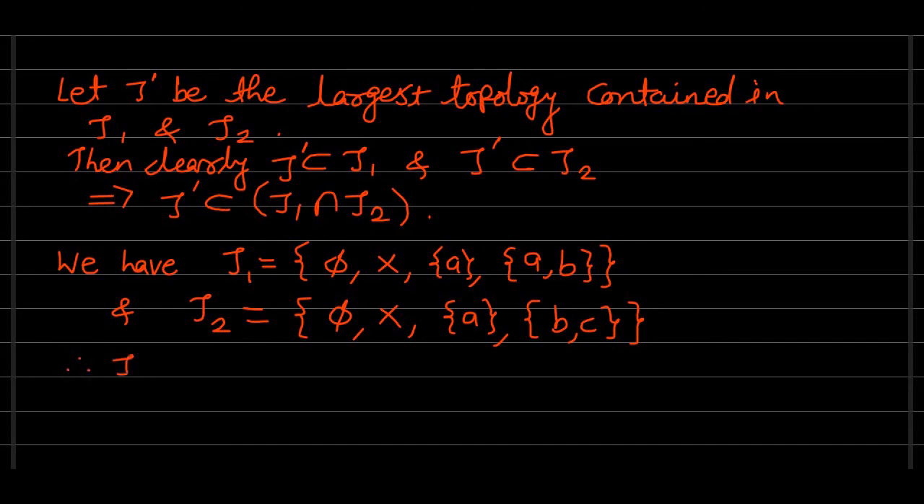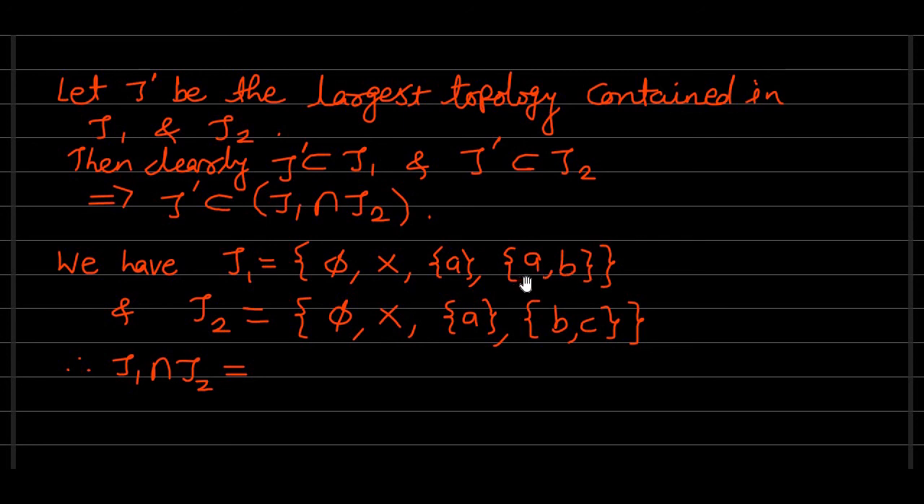Therefore, TO1 intersection TO2 is equal to, observe here both collections TO1 and TO2 contain the empty set phi and the complete set X. Therefore, TO1 intersection TO2 will again contain phi as well as X. Also, the singleton set A is present in both TO1 as well as TO2, therefore it will be present in TO1 intersection TO2 also. And the 2-point set A, B is present in TO1, but it is not present in TO2. Similarly, the 2-point set B, C is present in TO2, but it is not present in TO1.